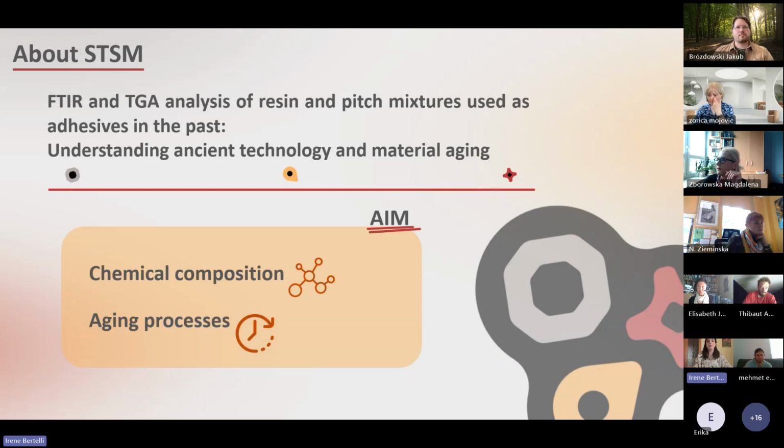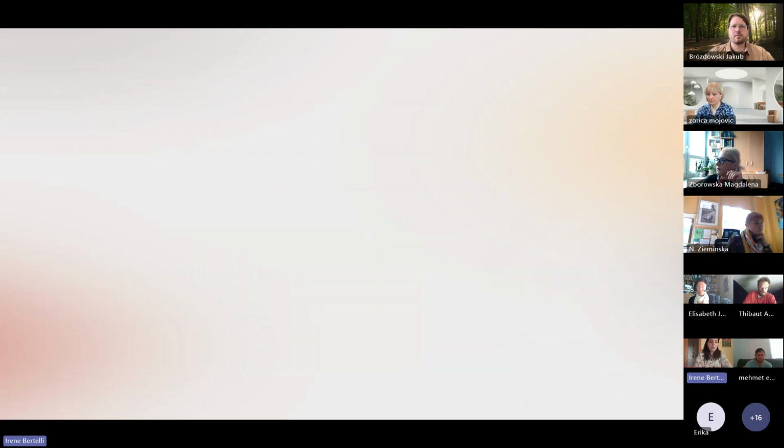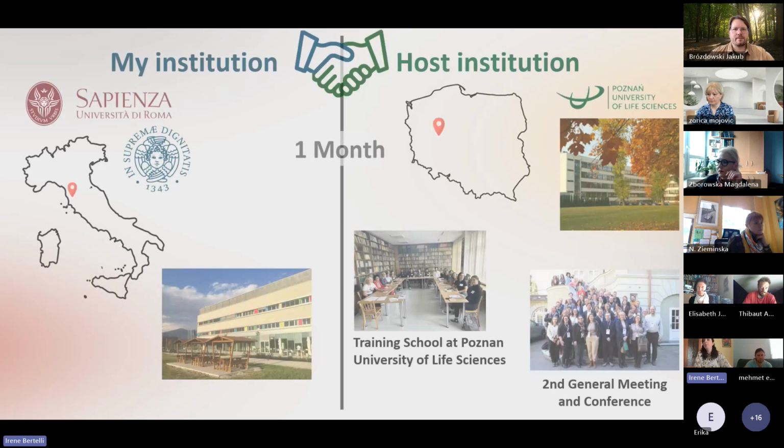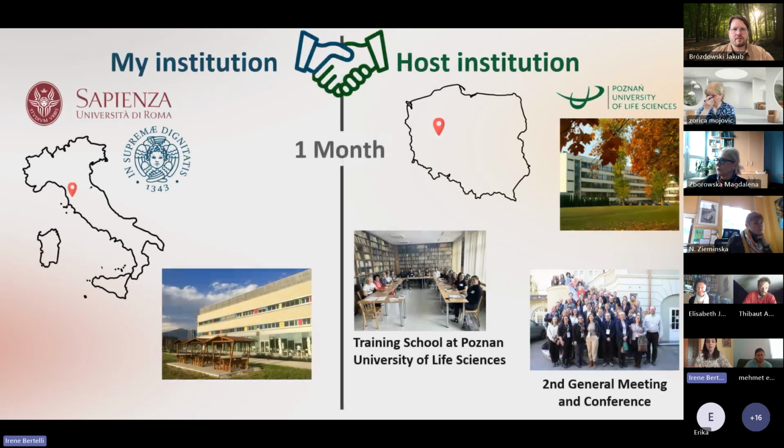So for the team, my supervisor, Erika Ribechini, member of the COST, and I contacted the research team of the University of Life Sciences in Poznan, in particular, Professor Magdalena Zborowska, our chair, since she's an expert of the FTIR on this kind of material. And she put us in touch with one of her colleagues, Professor Monika Barkowiak, I hope to say it properly, who is an expert in the field of TGA.